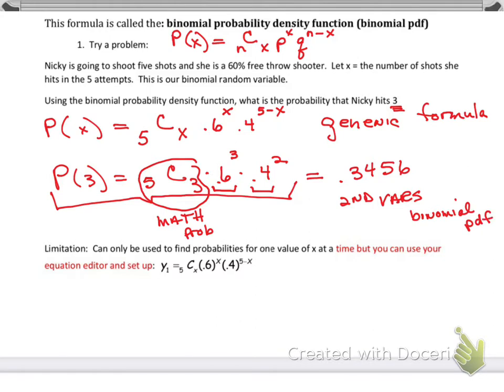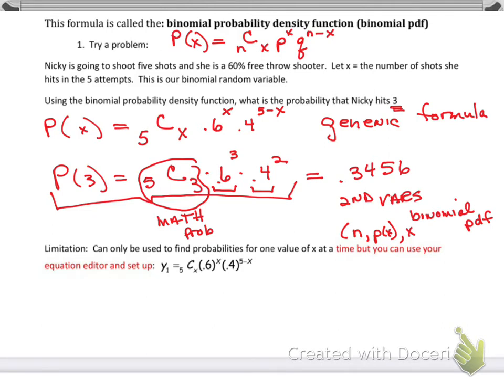Okay, and when you go into Binomial Pdf, you're going to plug in the number of trials first. So this is the order. You have to do your trials, which is your n, and then you have to do the probability, your probability of success, and then you have to do your x.